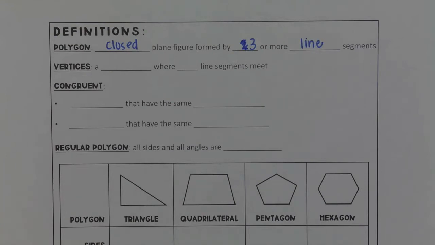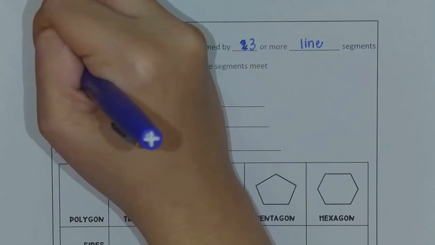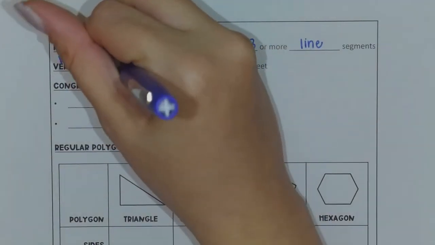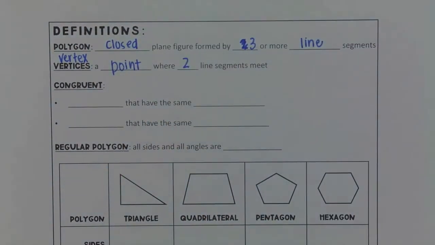Then a polygon also has things called vertices. That's the plural form. Singular, it's called a vertex. So just in case you see it either way. But a vertice or a vertex is a point. So one single point where two line segments meet. So the intersection where two different lines are coming together.